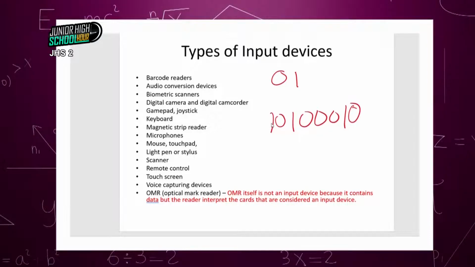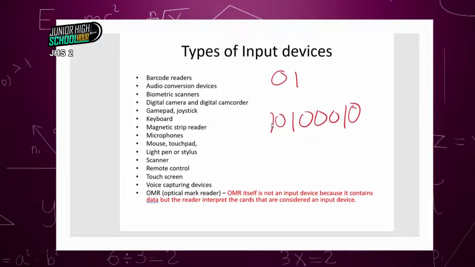We also have microphones. We all know microphones. We have the mouse, the touchpad. We have light pens like the one I'm using. It's an example of an input device. Some people call it the stylus. Either stylus or light pen or pen, they are all one and the same. We also have scanners. Then we have the remote control you use at home.